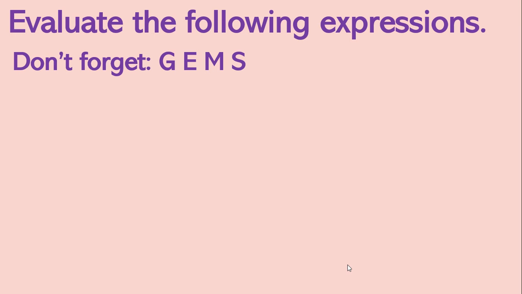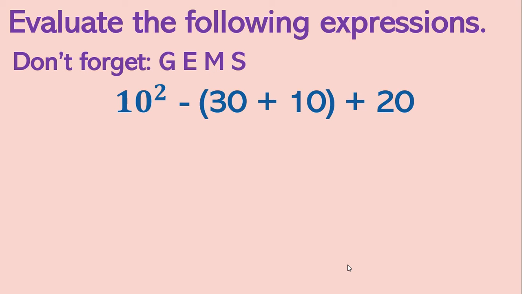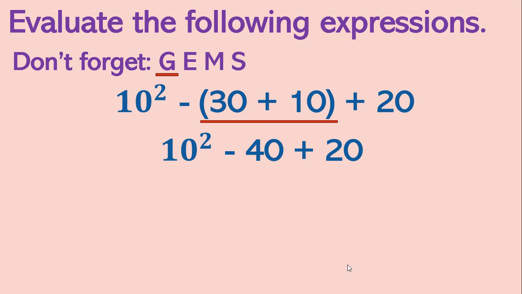Let's try the next one. 10 to the power of 2 minus the sum of 30 and 10, plus 20. All right, so let's start with G, or grouping symbols. We do see that we have parentheses in this expression. Inside the parentheses is 30 plus 10, so we're going to do that first. 30 plus 10 is 40.